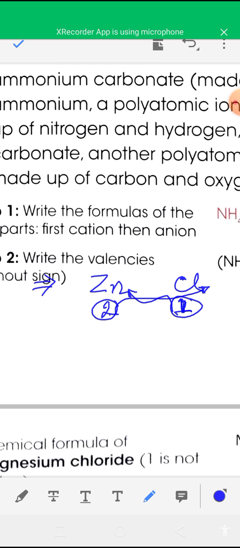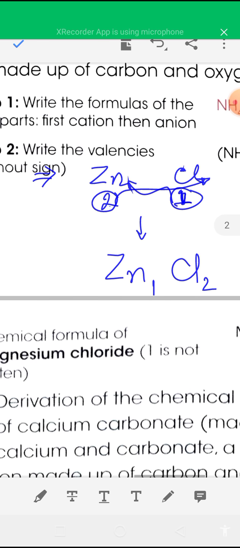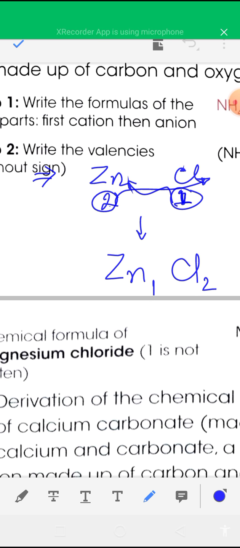After exchanging valency you have to write them as subscripts. So Zn1 and Cl2. Now we have to check whether there is any common factor of these valencies after exchanging. So it becomes Zn1 and 2. Is there any common factor of 1 and 2?